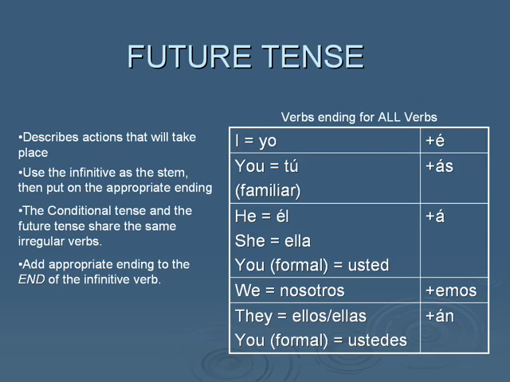The future tense is used to describe actions that will take place. Now these are the endings for all verbs, AR, ER, and IR. There are only 12 irregular verbs in the future tense. The difference with the future is that instead of taking off the AR, ER, and IR, you leave the verb intact and then you add the appropriate ending.